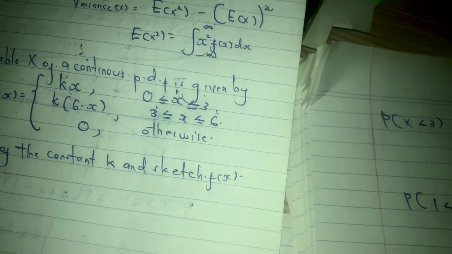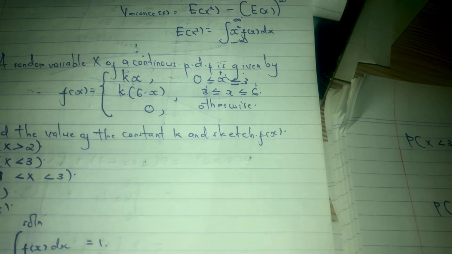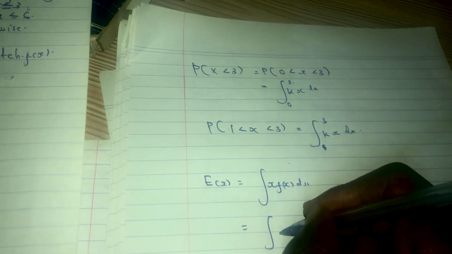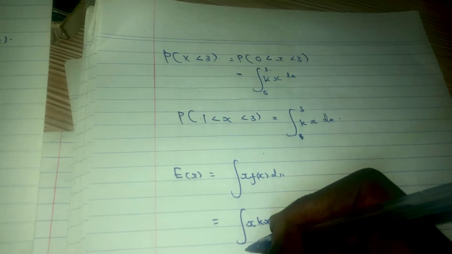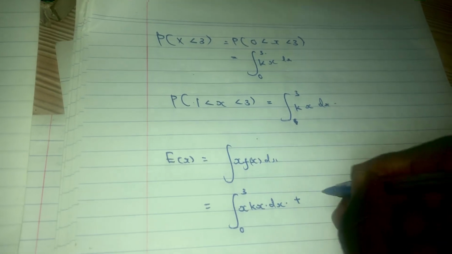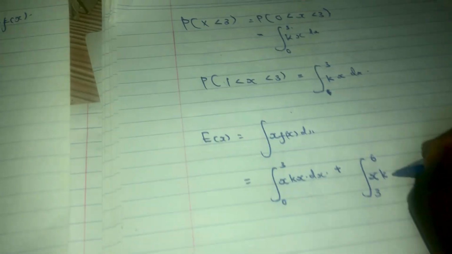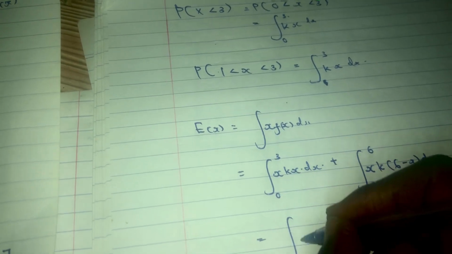That means we shall integrate from 1 to 3 when we are integrating kx dx, because it's within this first interval. Then when they tell us expectation, we shall integrate x f of x dx. That means we shall get, for example, that first one, we say this will be x times kx, are we together, dx from 0 to 3, plus the integral from 3 to 6. We get also x, and it also multiplies that times k into 6 minus x dx. Are we together?